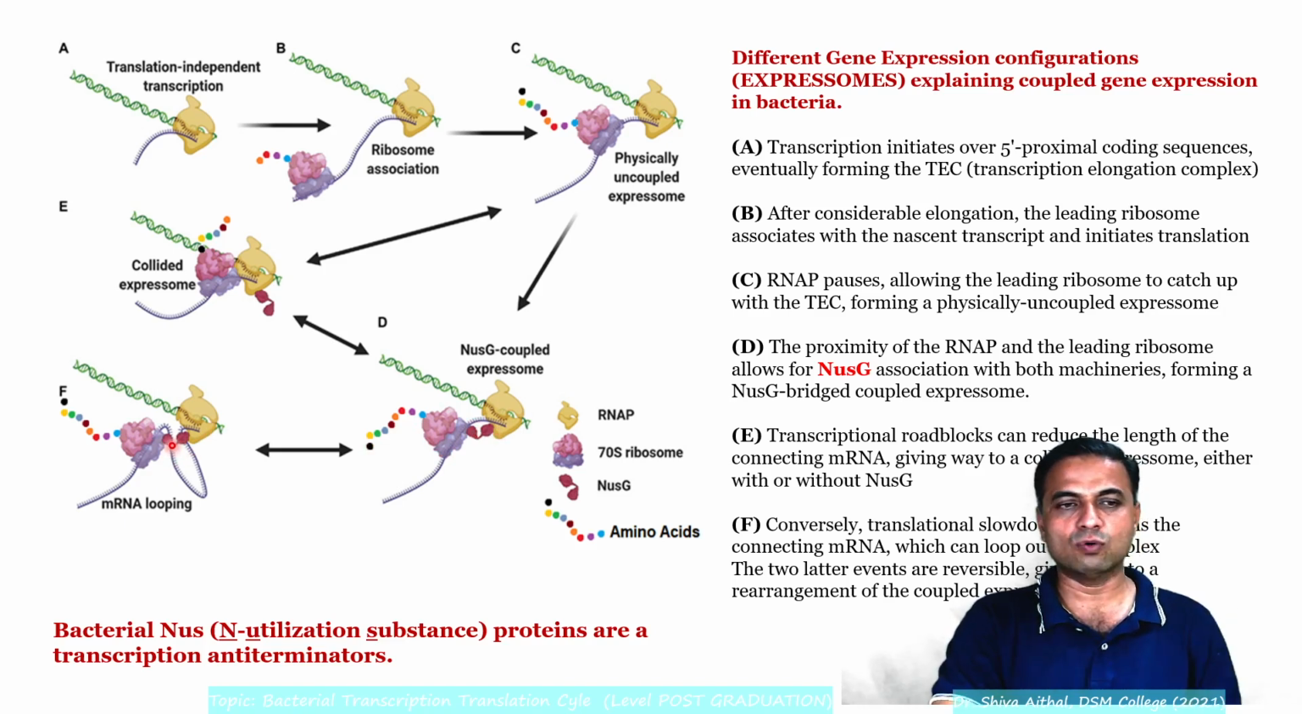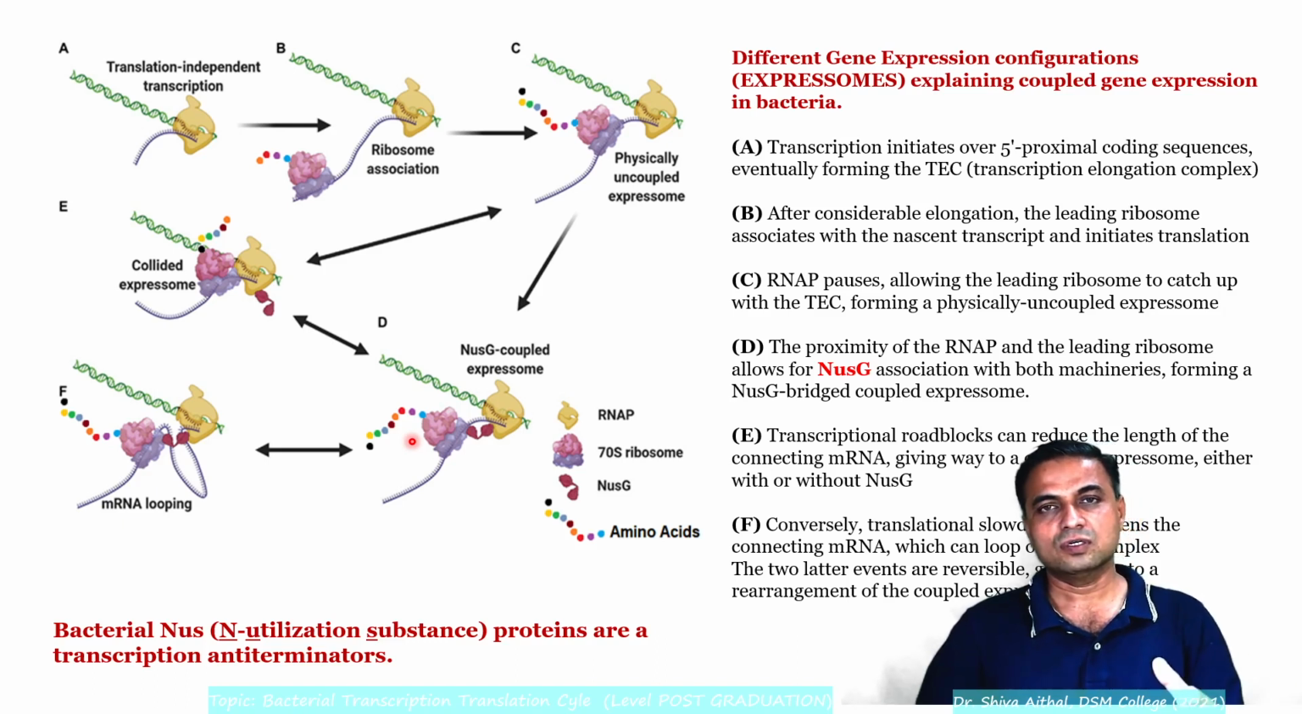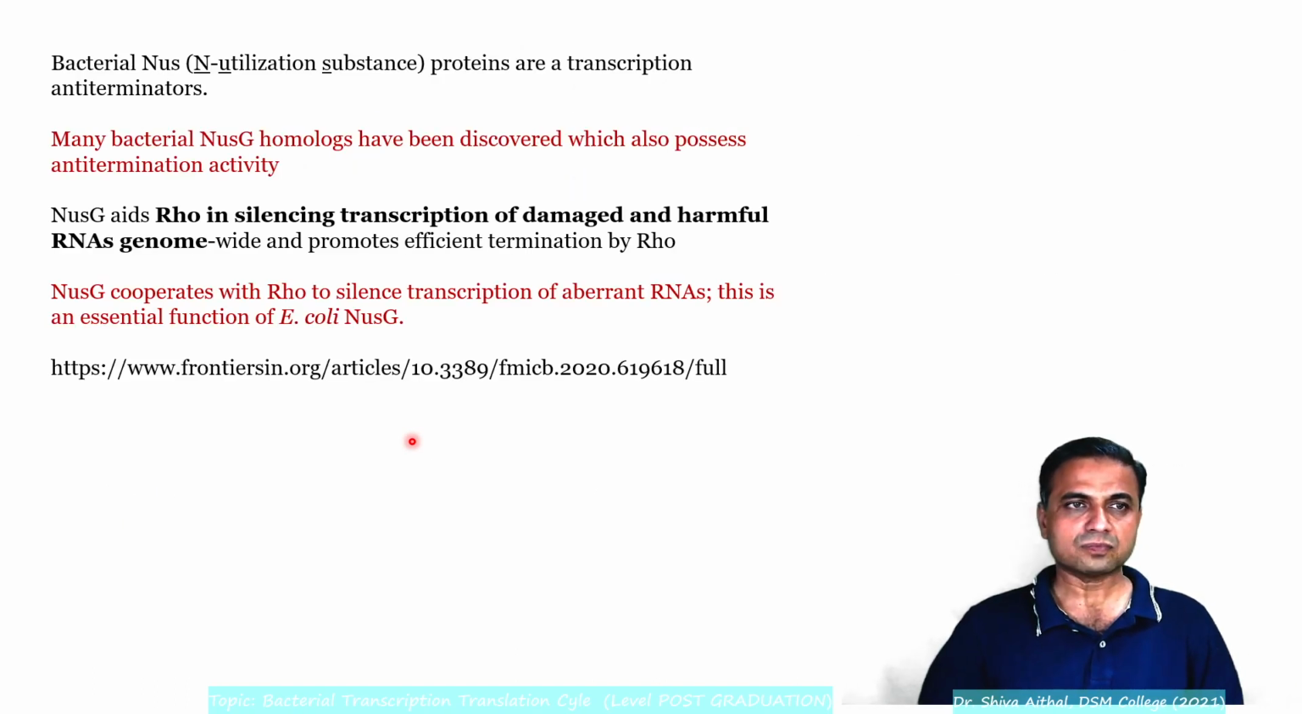Translational slowdown: if translation is slow and transcription is fast, translational slowdown lengthens the connecting mRNA, and in this case it loops out of the complex, and these processes are reversible. If it gains speed, then the loop will be removed. Okay, so this is how the coupled transcription and translation takes place at the molecular level. It's a very beautiful process governed in bacteria.